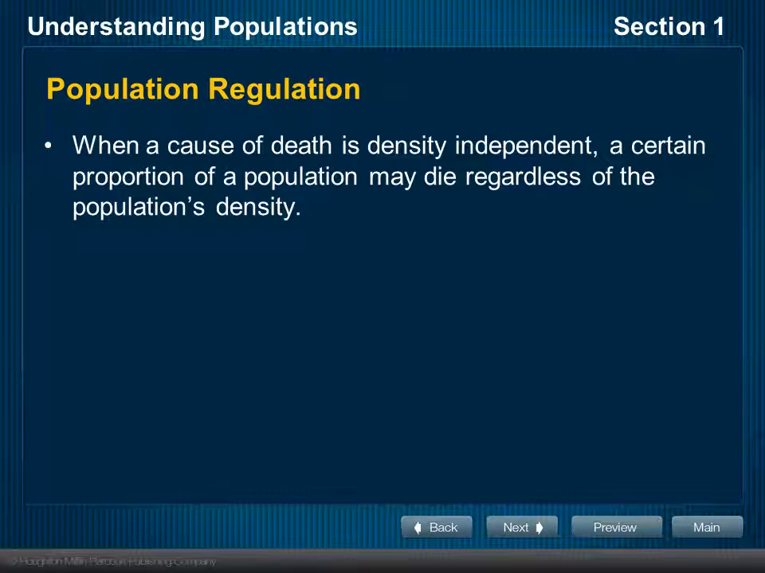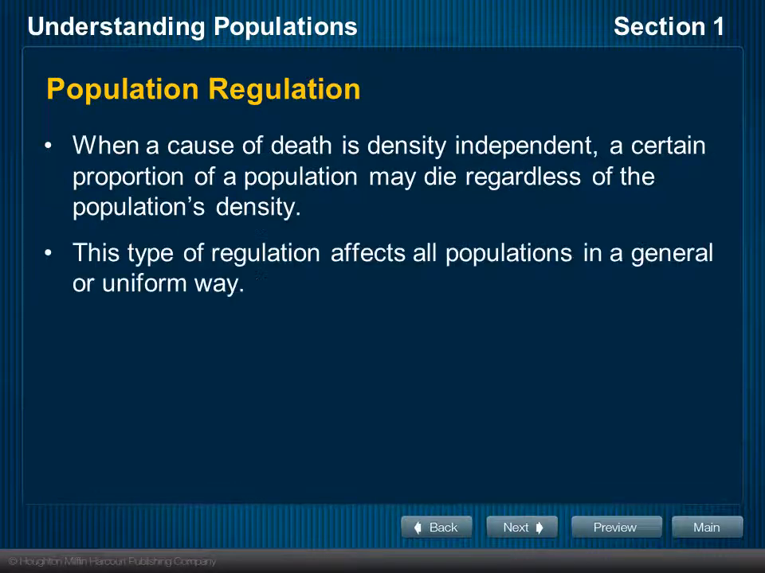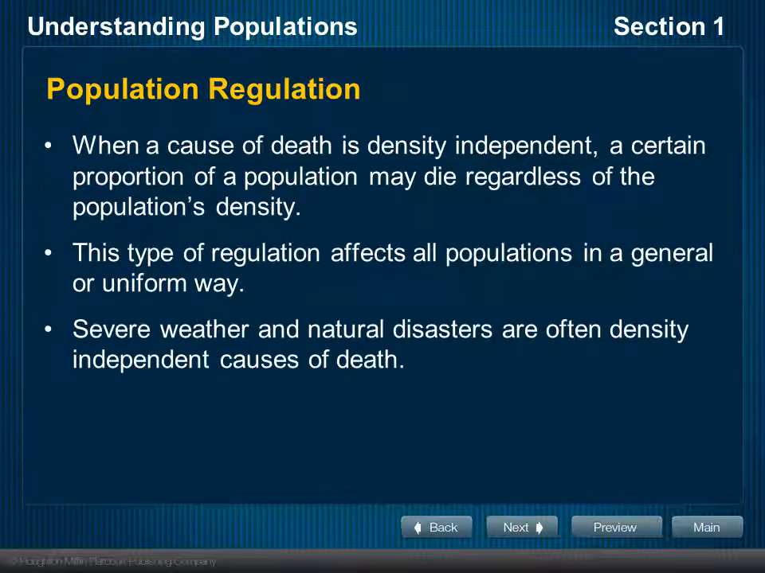Density independent, a certain proportion of population is going to die regardless of how many organisms are in that particular area. It's going to be the same thing. It affects all populations in a uniform way. A severe weather or a natural disaster, right? A blizzard or hurricane natural disaster, really going to be viewed as density independent because it's going to cause the same number of deaths no matter how many are there or how many are packed in to a given area.